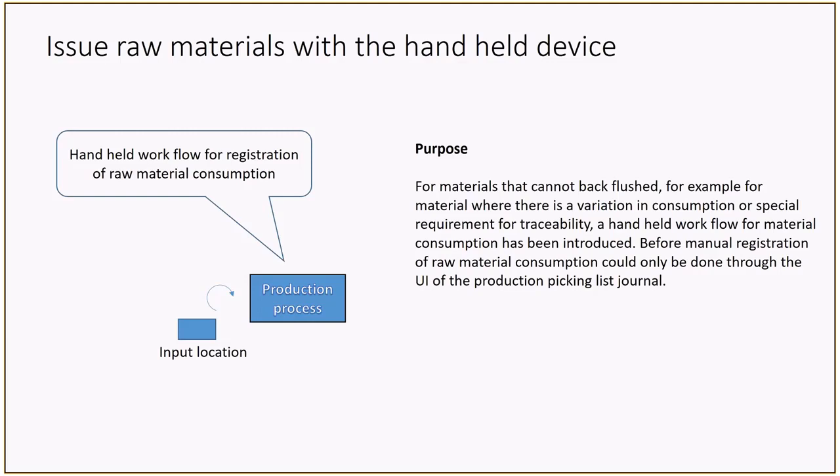Many customers have asked for a handheld option here. So people on the shop floor using the handheld device for completing work for raw material picking can now also use the handheld device to account for the amount of material consumed for a production order. So I'm going to show you an example of how to use this new handheld workflow. And before doing that, there's one question here.